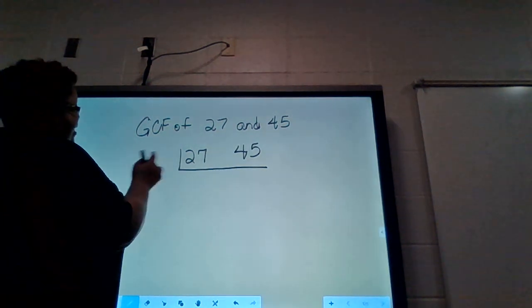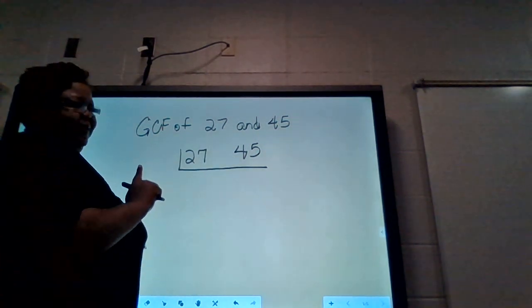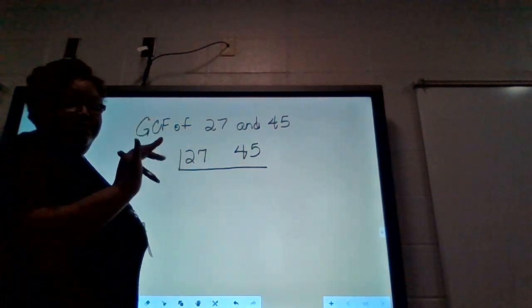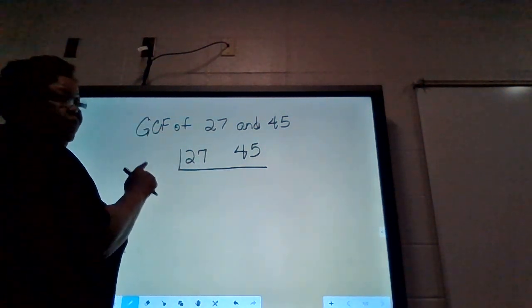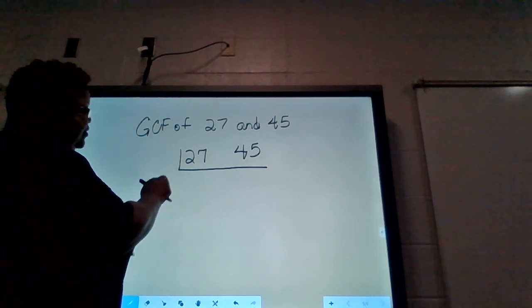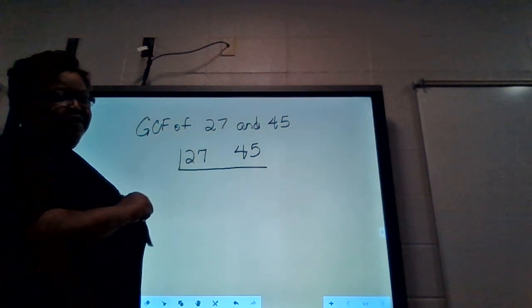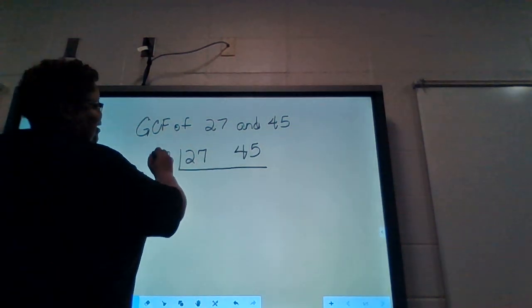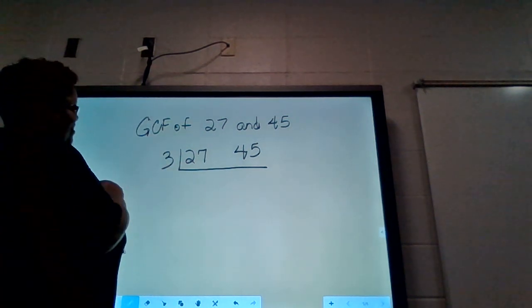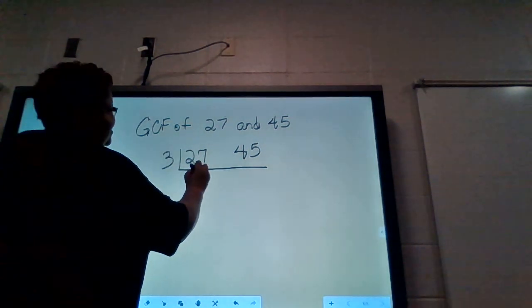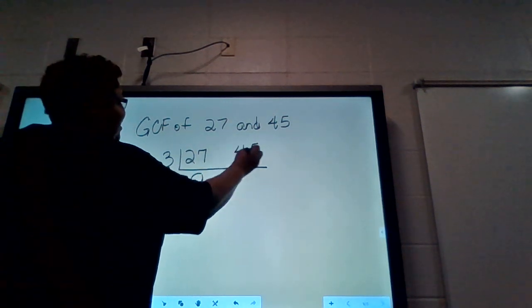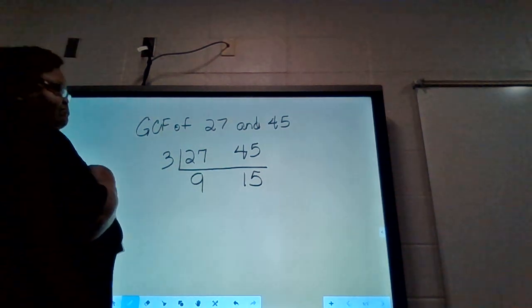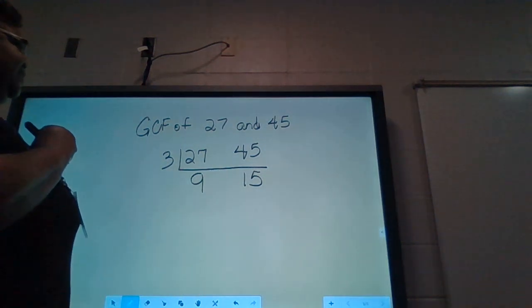So let's see. They're not even, so they're not divisible by 2. Let's see if they are divisible by 3. And remember, from our divisibility rules, for 3, we're going to add the digits together. So 7 plus 2 is 9. That's divisible by 3. 5 plus 4 is 9. That's divisible by 3. Somebody else probably already caught something, but I want to take a couple of steps here. So 3 goes into 27 9 times, and 3 goes into 45 15 times. 15 times 3 is 45.